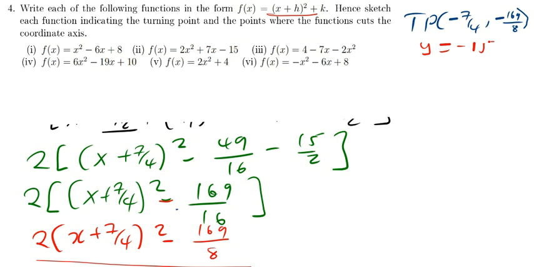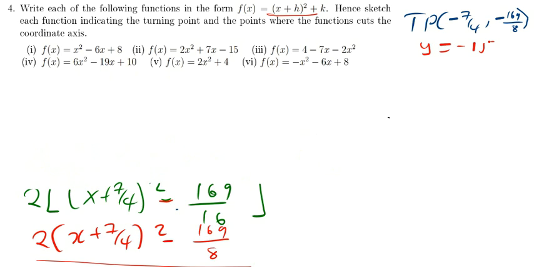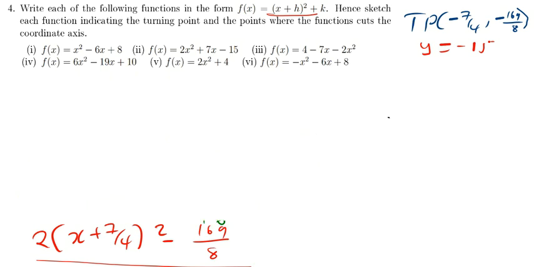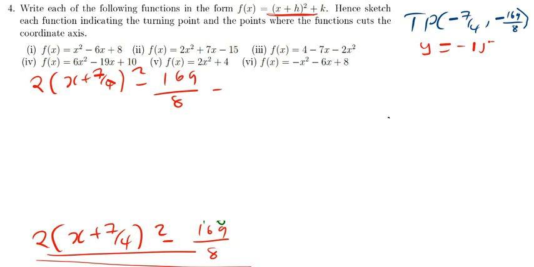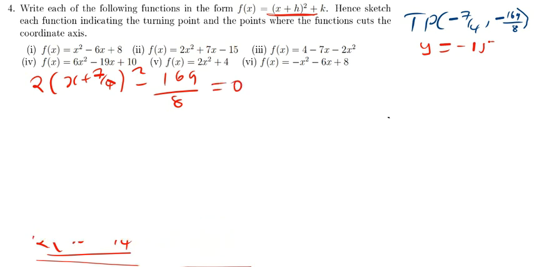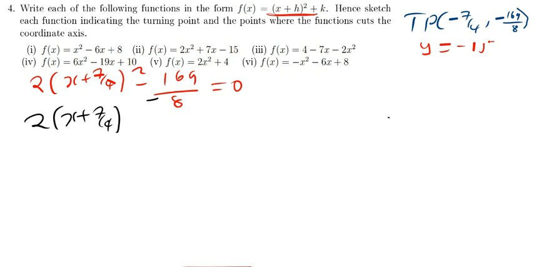The next thing, let's now find the x values. Expressing that in this form, now we find the x values. Remember what I said. So you get this the way it is: 2x plus 7 over 4 squared minus 169 divided by 8 equal to 0. After equating to 0, shift this to the other side. So it will be 2x plus 7 over 4 squared is equal to 169 divided by 8.